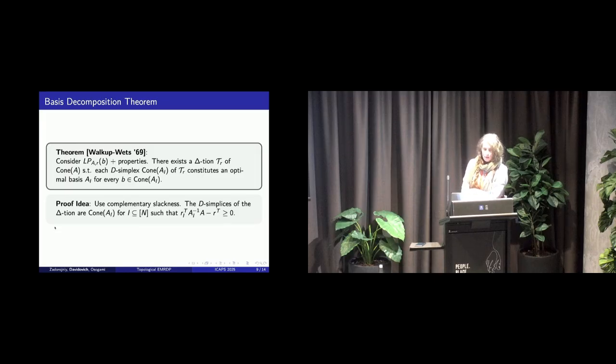The result by Walkup and Wetz says that a parametric LP satisfying the properties I just mentioned gives rise to a conic triangulation of the positive span of the A columns, such that the top dimensional conic simplex provides a unique optimal basis for all B's in its span. The proof relies on complementary slackness and provides a necessary and sufficient condition for being a top dimensional simplex of the conic triangulation. Now, if you're unfamiliar with the notion of conic triangulations, let me do a quick overview.